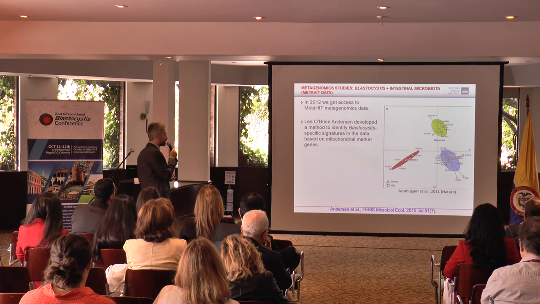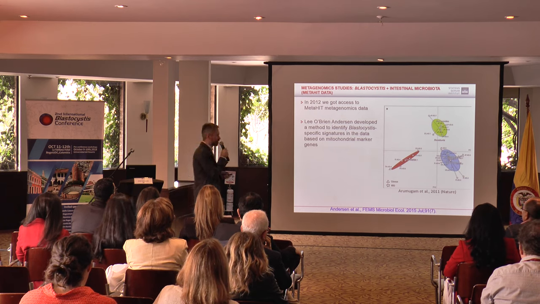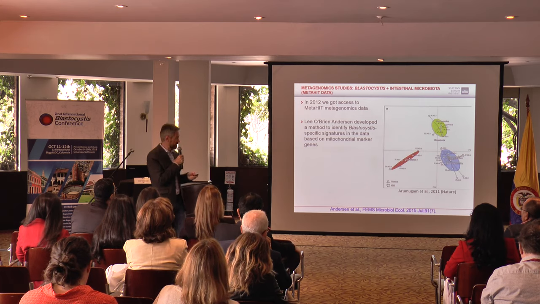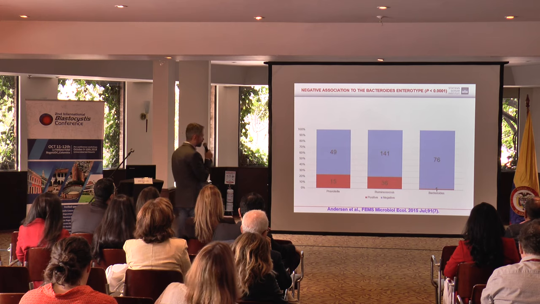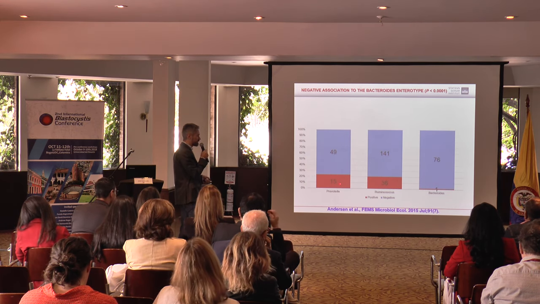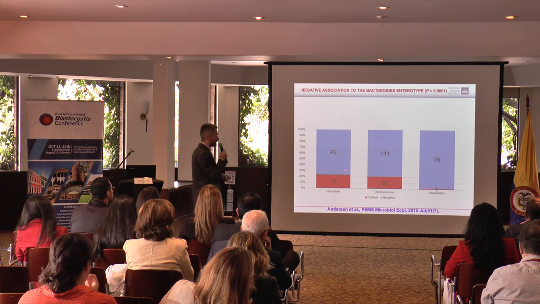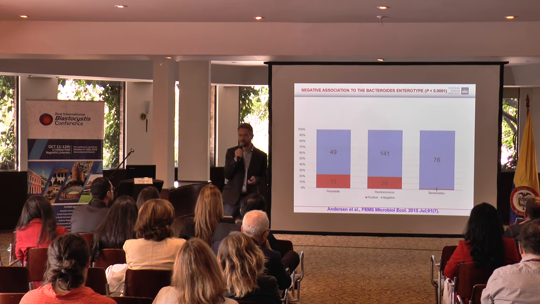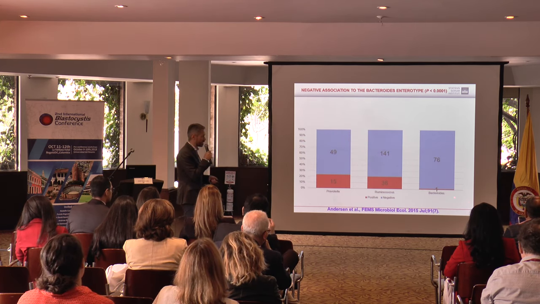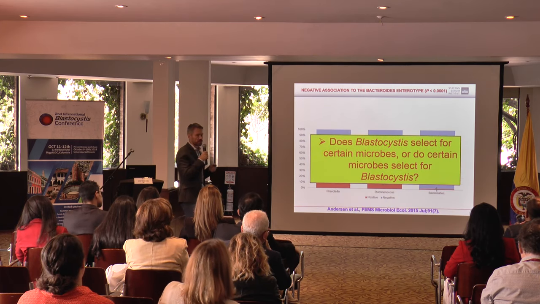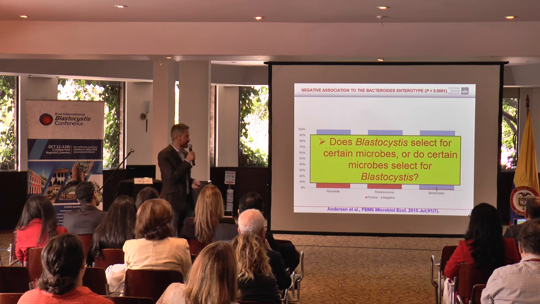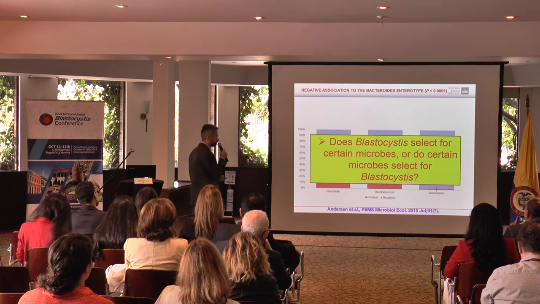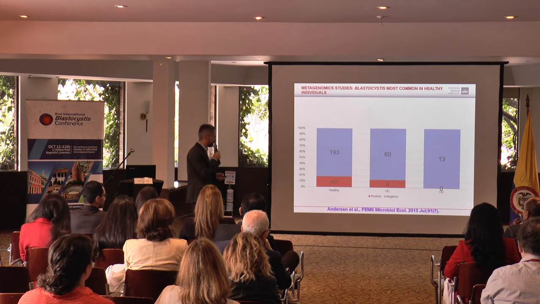So my PhD student developed some Blastocystis-specific markers and looked into this metagenomics data set to see who were positive for Blastocystis and who were not. And when we looked into the different enterotypes, we saw that among the Prevotella people and the Ruminococcus people, we had quite a fair prevalence of Blastocystis. But in those who had a microbiota predominated by Bacteroides, we only had one case. So, next question here, does Blastocystis select for certain microbes, or do certain microbes select for Blastocystis? That is one of the central questions for me.